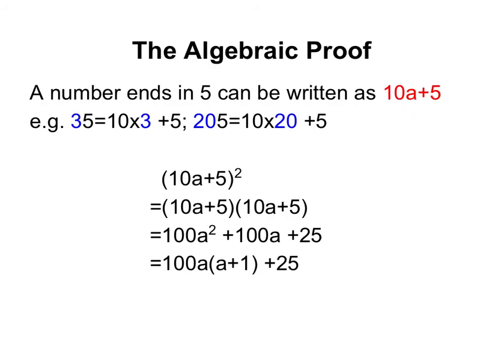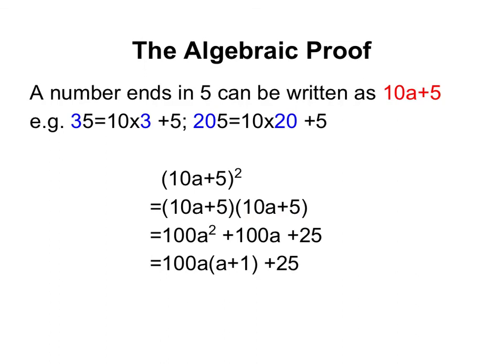Okay, so in order to evaluate the square of a number that ends in 5, we can write it like this: 10a plus 5, squared. If you're thinking of calculating 35 squared, then a would be 3. Or if you're thinking of 205, then our a would be 20 in this case. So it's 10 times that number plus 5, and then we do the square of it. The square can be written as this parenthesis times itself.